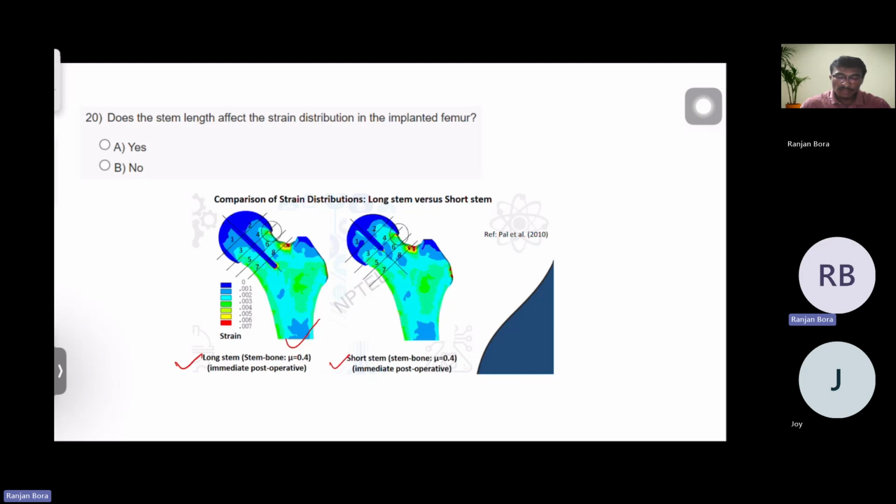And you can see for both cases, the strain distribution is not the same. You can see the color maps are not matching. There is a difference in the color maps. So it affects the strain distribution in the implanted femur, meaning the strain distribution depends on the stem length of the implant. So it is a true statement.